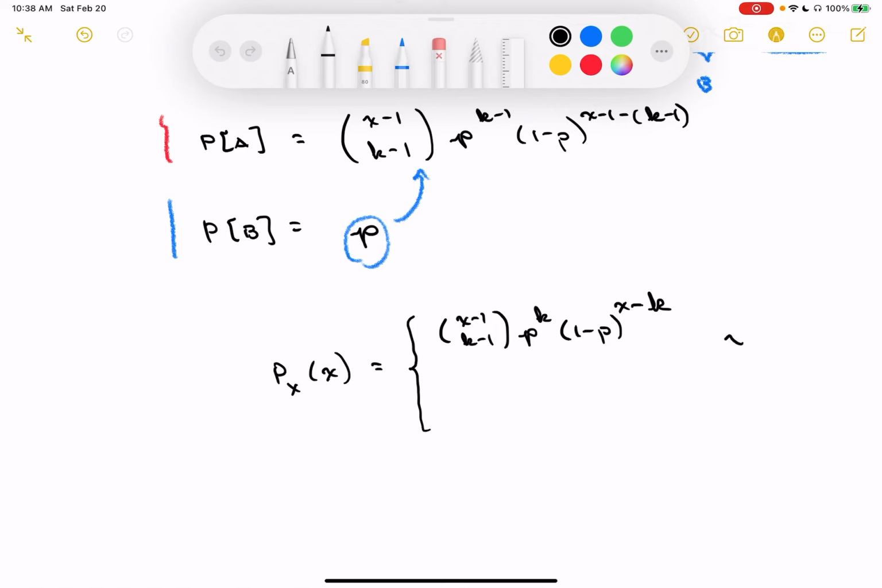This is on the range space. The trials have to at least equal the number of successes we were looking for, so this one starts at k and then just moves forward. It would be 0 otherwise. So we have this kind of modification of some of the stuff that we looked at before.